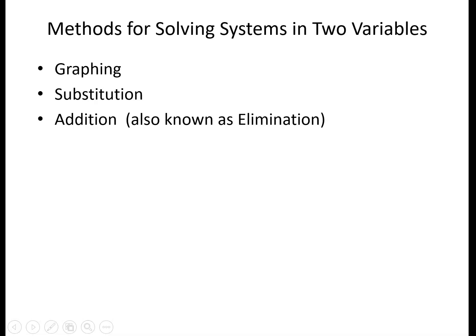There are 3 methods that we're showing here for solving systems in 2 variables. We have graphing, substitution, and addition. Addition is also known as elimination. You may have learned it as that in a previous math class. Graphing is usually the method that is taught first. Here at South Plains, we teach it in a developmental math class. I'm not going to go through how to solve by graphing in this class, but we will talk about what happens graphically. But the 2 methods that we're going to use to solve are substitution and addition.